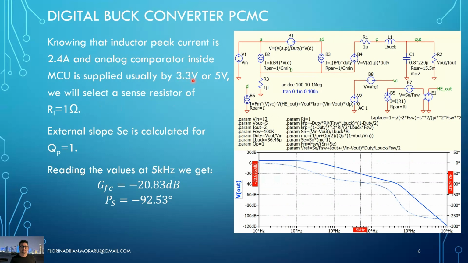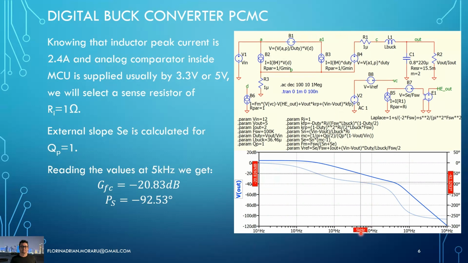So that means we will still have some margin for the overcurrent if we want to implement this with a second comparator, to be able to react in special cases like a short circuit on the output or other events. Okay, so the equations that are used here calculate the external slope for Qp equal to 1.